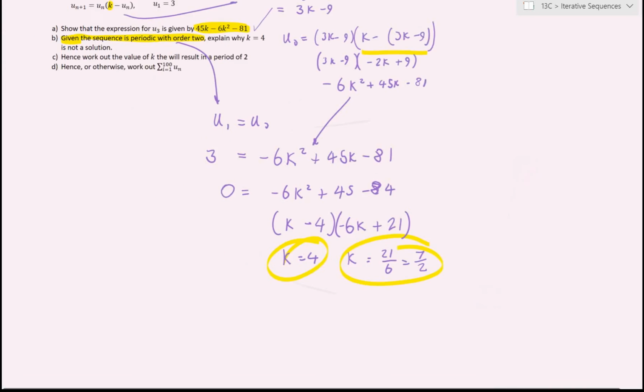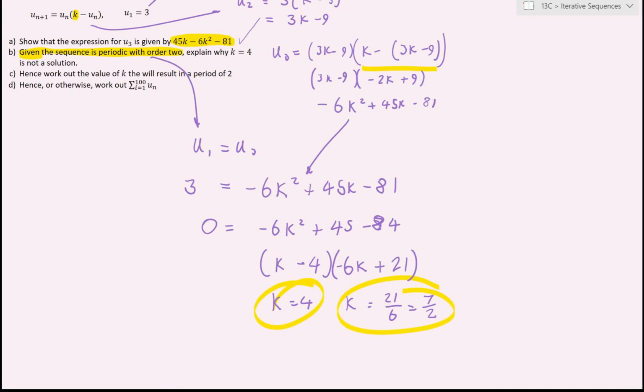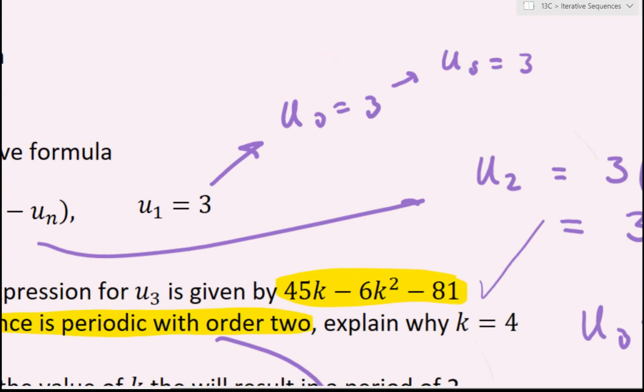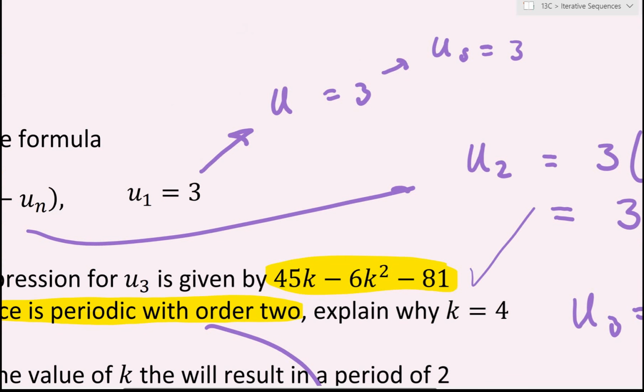And we are told to explain why k equals 4 is not a solution, which is really weird, because we've worked out that k equals 4 is a solution. That gives us u1 is u3, the same thing. So what's going wrong here is not a simple question. It basically turns out that what I said over here, that u1 being u3 being u5, isn't always period of order 2. There is another solution here of it not being period of order 2.